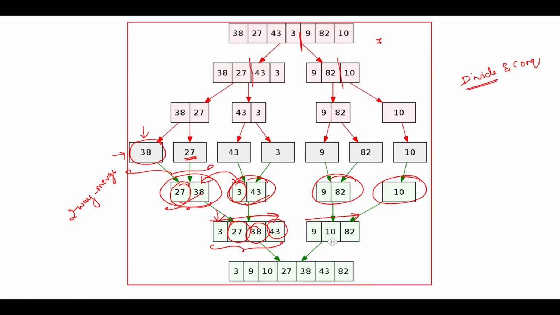Now the final task is to combine these two. I will use the two-way merge technique once again. And then finally, I'm going to get my array sorted. So this is how we are going to use the merge sort technique. We have an algorithm to divide the array, and a separate algorithm to combine it. When we combine these two, it becomes our merge sort.